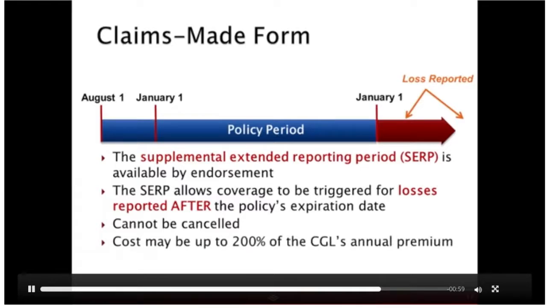The fully earned premium for the SERP must be paid at the time of purchase. The SERP can't be canceled and no refunds are made. The cost of the SERP may not exceed 200% of the existing CGL policy's annual premium and must be paid in full before the SERP is issued.